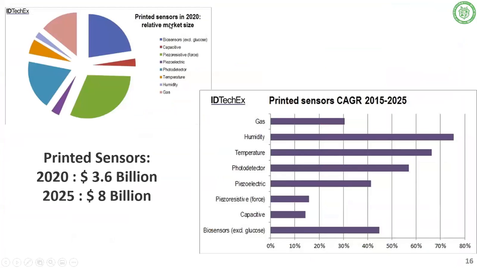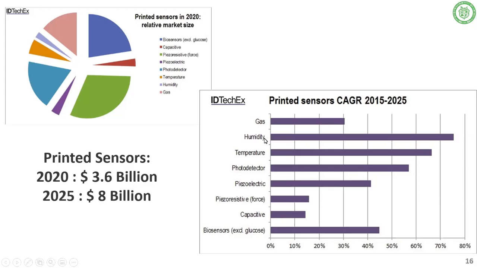Now, in 2020, the biosensor has the largest share, excluding the glucose strip. If you include the glucose strip, it will become a very large market. And for other types of sensors, the gas sensor has some share, and we have the capacitive sensor, that is your touch screen, which again operates on a capacitive sensor. You have piezoresistive, piezoelectric. So these are the different types of sensor markets currently in 2020. Now there is an expected growth.